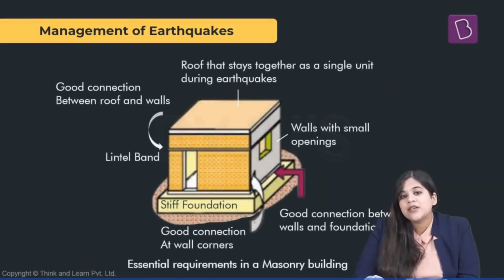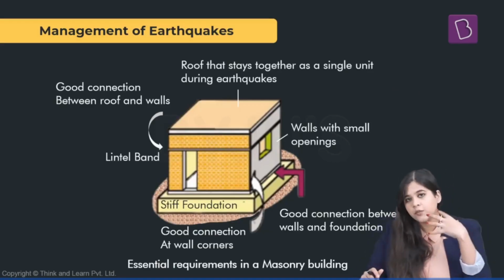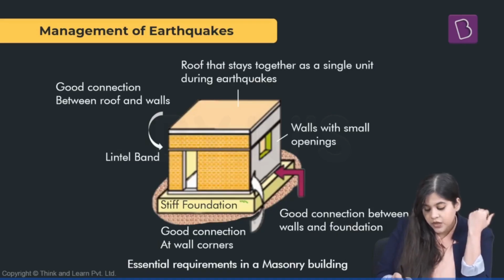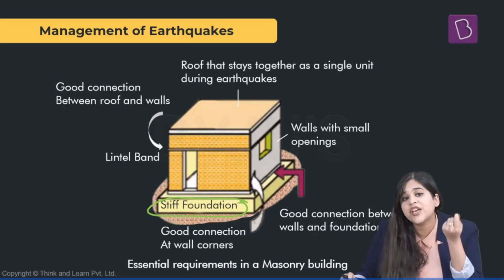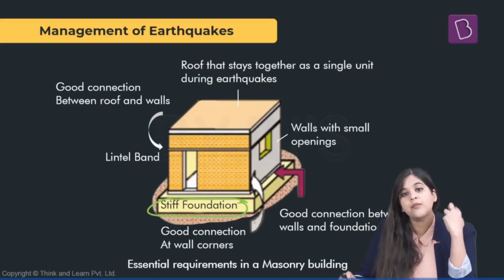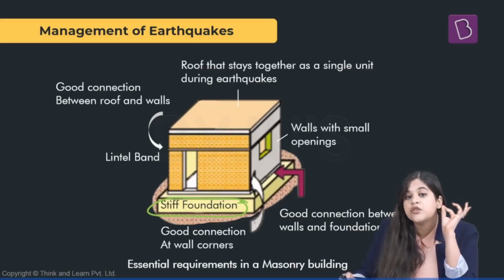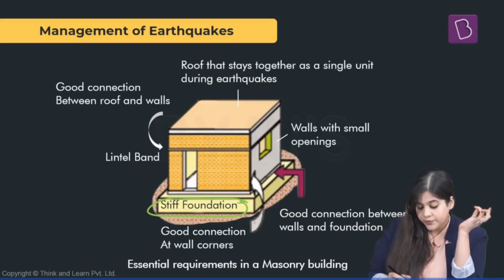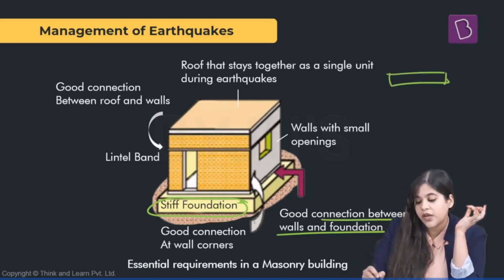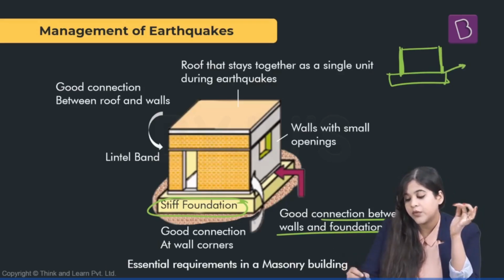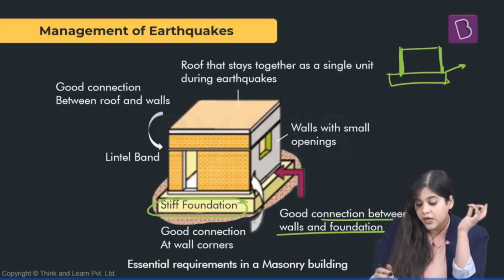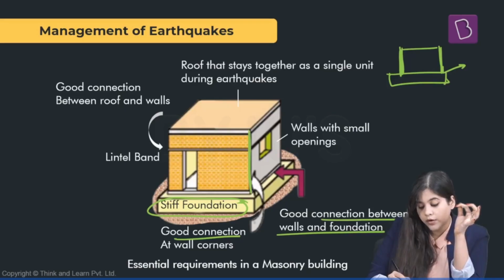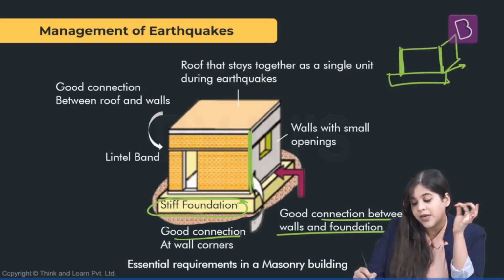Here are some basic rules that need to be followed. Starting from the bottom, you need to first have a stiff foundation. The foundation is the most important part of any building, right? So that foundation needs to be good and solid. Next, there should be good connection between the walls and the foundation. So this is the foundation, and here we are constructing the walls, the vertical walls. These walls should be nicely connected with the foundation. There should also be a good connection at the wall corners. They should also be properly connected.